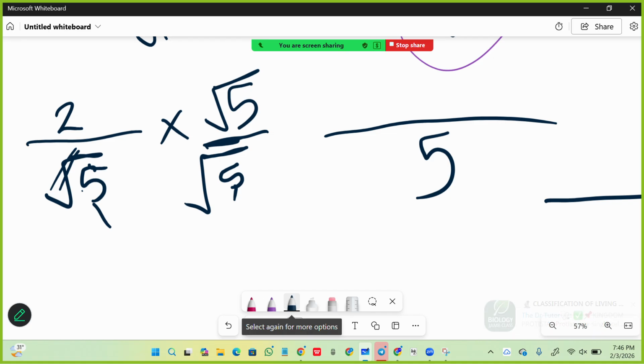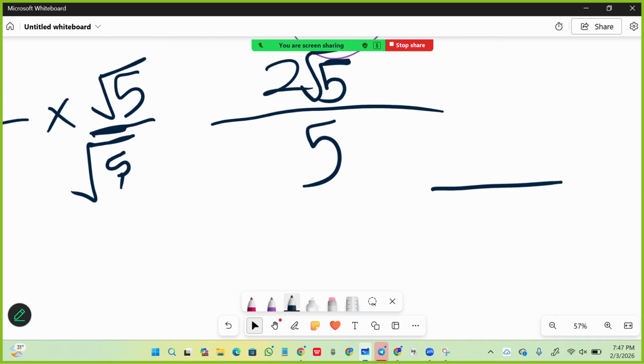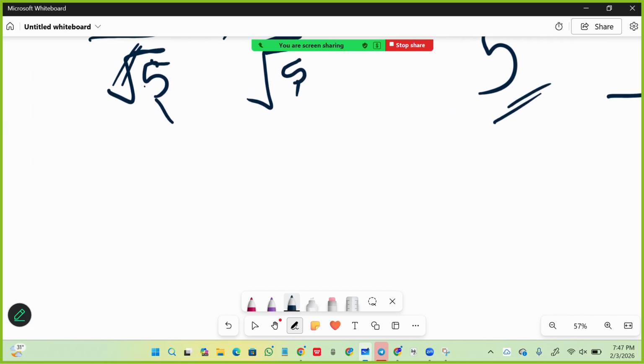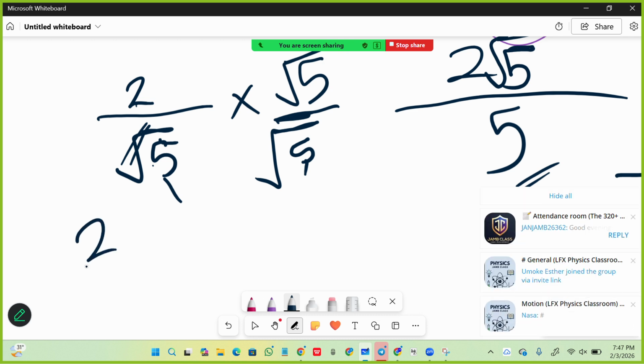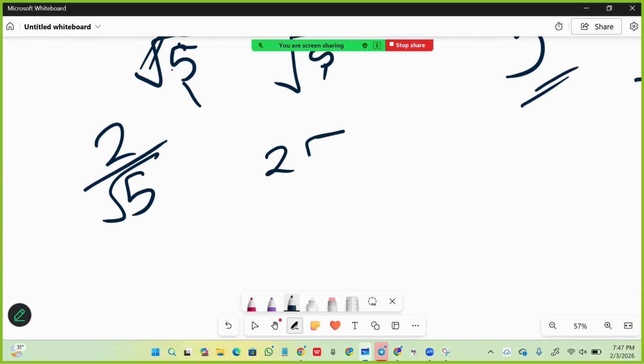Are you getting that? We will now multiply this numerator also by this root 5, so that we have 2 times root 5 to give us what? 2 root 5. Are you getting that? So we have just gotten the answer, 2 root 5. So rationalizing 2 over root 5 will give us what? 2 root 5 over 5.